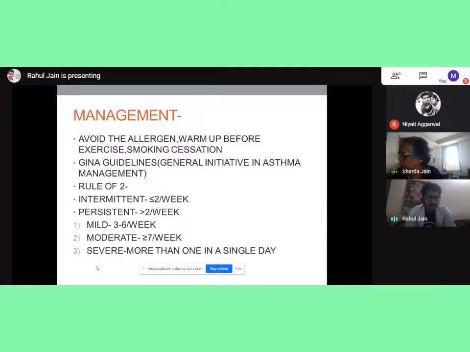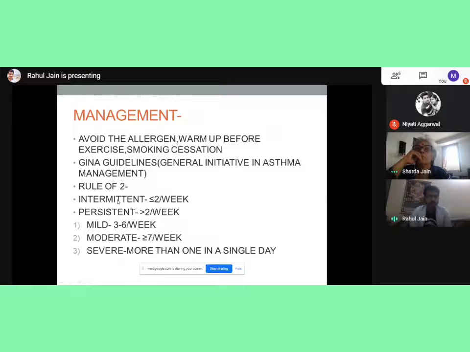Then there are the GINA guidelines which decide the management of asthma. GINA refers to the Global Initiative for Asthma guidelines. I've made it very simple. The guidelines have many more things, but we need to know how to start drugs on a patient. First, we need to know what type of asthma it is. Is it intermittent asthma or persistent asthma? To remember that, there's a very simple rule of 2.